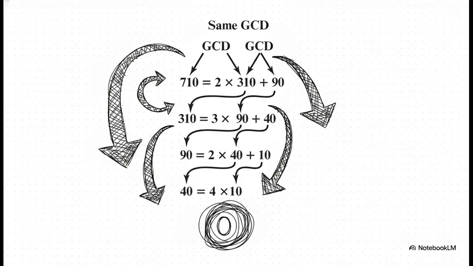Let's look at the numbers 710 and 310. We divide 710 by 310 and we get a remainder of 90. Now we shift the divisor and remainder over, divide 310 by 90 and we get a remainder of 40. We just keep cascading until we divide 40 by 10, leaving a remainder of 0. That last non-zero remainder, which is 10, is our greatest common divisor.